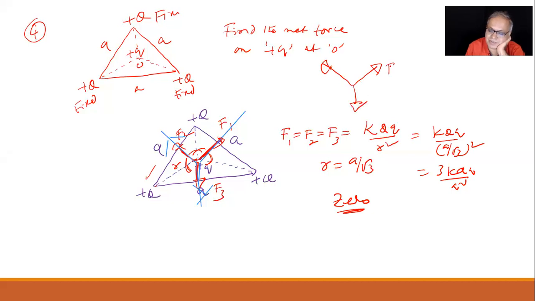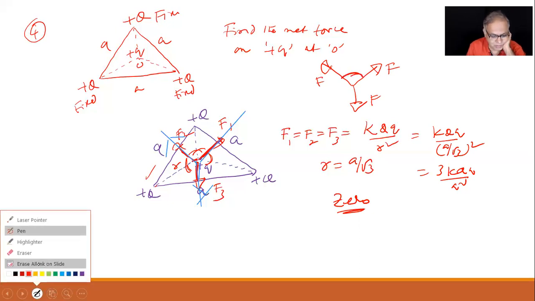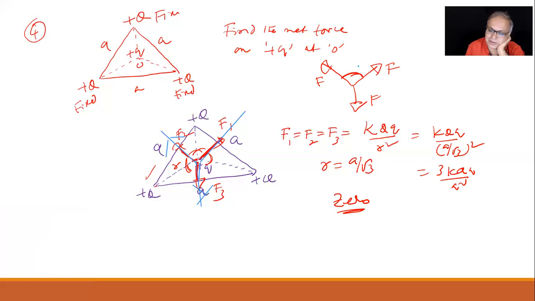Because if this is magnitude F, this is magnitude F, this is magnitude F, which is 120, the sum of any two will be equal and opposite to the third one. This is F. Again, if the angle is 120, the sum of these two will be F again. Do you agree? How do you get it?